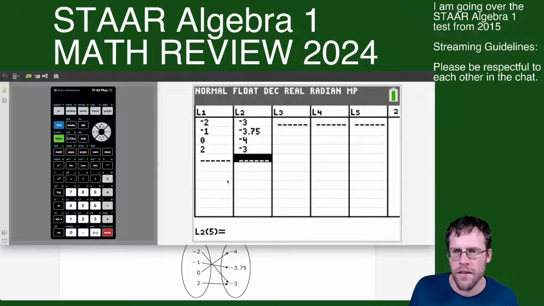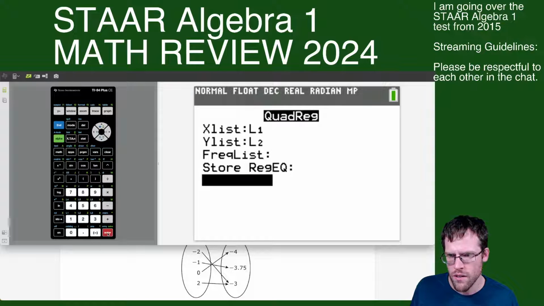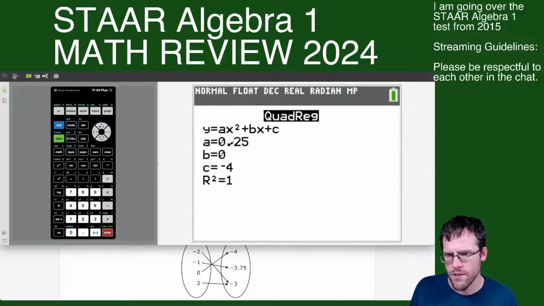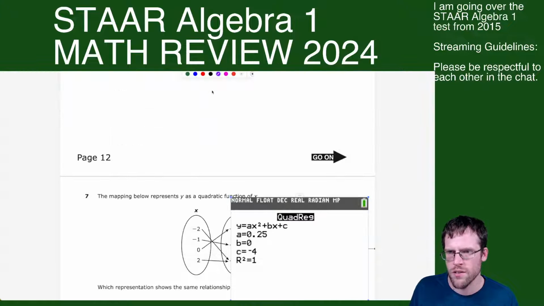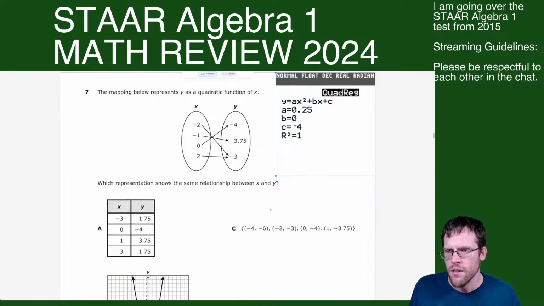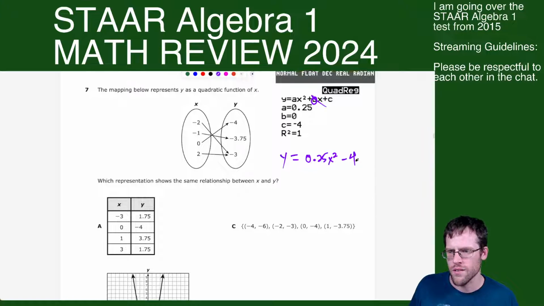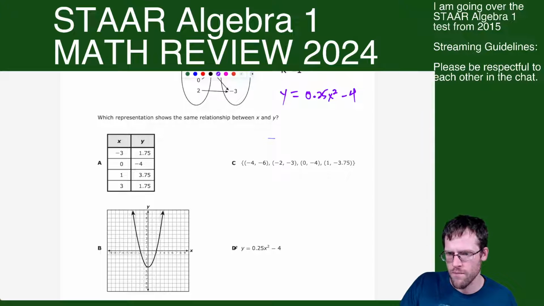So what I'm doing here is typing in the X's and the Y's in the L1, L2 columns. Then I'm going to do stats, calculate quadratic regression. This is probably our best bet here so we don't have to do too much plugging in if it's not necessary. Now this tells us that our function y is equal to 0.25, or 1/4, times x squared. The b value is 0, which wipes out the middle term, and c is -4. So this matches up with choice D.